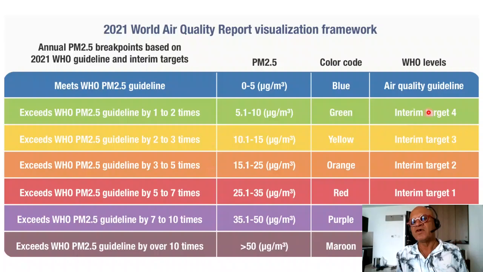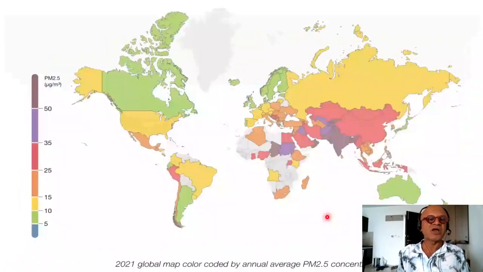So here we have air quality guideline, interim target 4, interim target 3, interim target 2, 1, exceeding target levels, and exceeds target levels here as well, going from color codes of blue, green, yellow, orange, red, purple to maroon. This is the color maroon. Okay, greater than 50 micrograms per meter cube, and we'll see that some of the numbers for some of the regions are much higher than that.